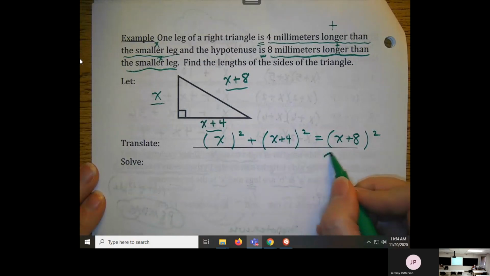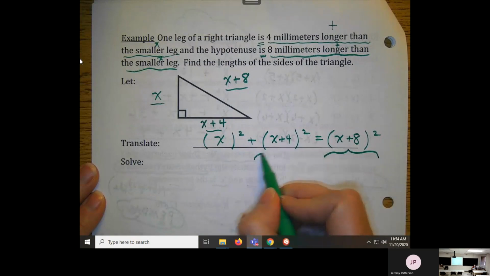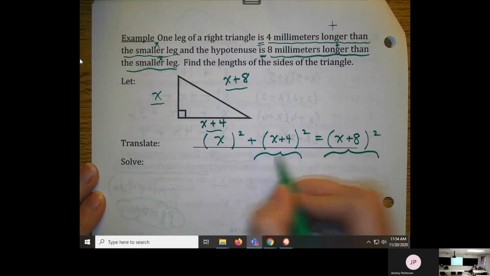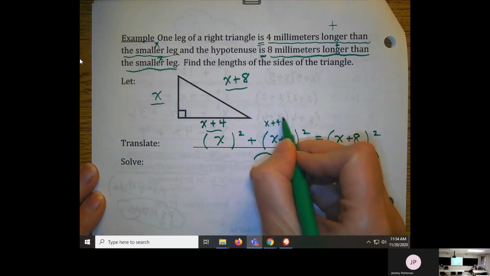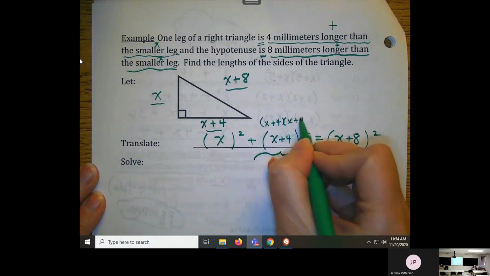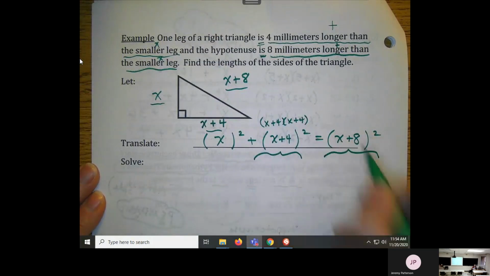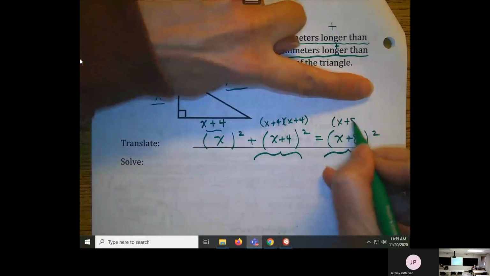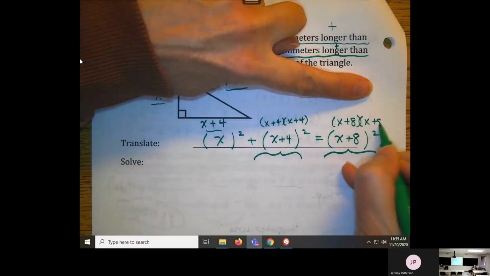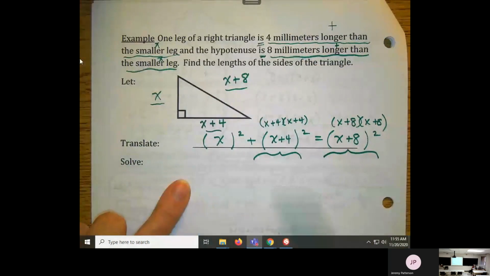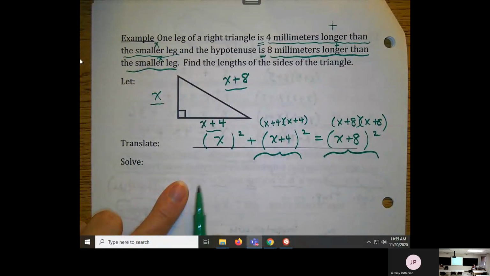So you can see where we need to do some of that squaring we were warming up with, like x plus 4 times x plus 4. In other words, we want to use FOIL on that. And then over here, x plus 8 times x plus 8. So the next line is going to be pretty long. 1, 2, 3, 4, maybe 4 terms on the left side, and then 3 more terms on the right side.